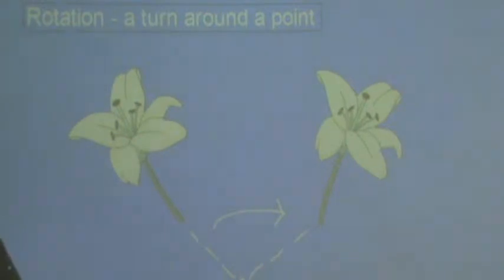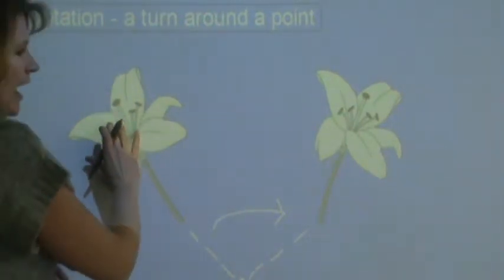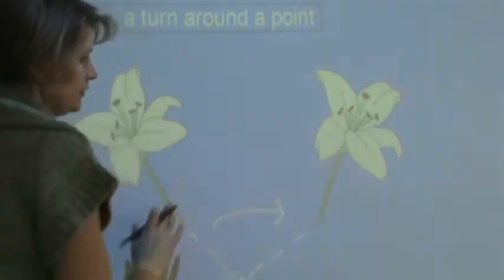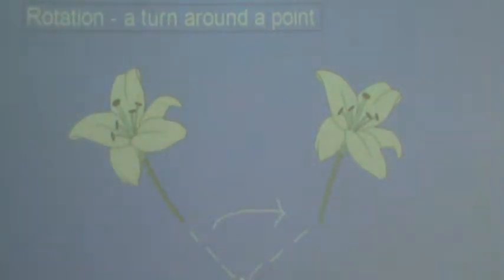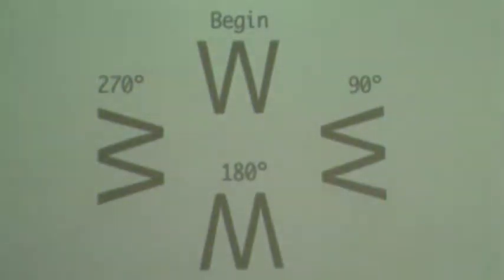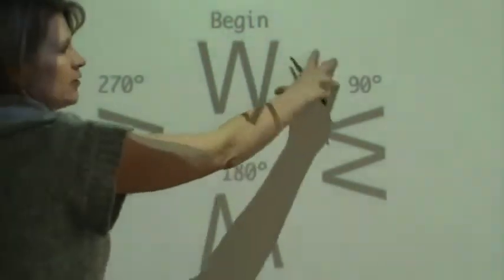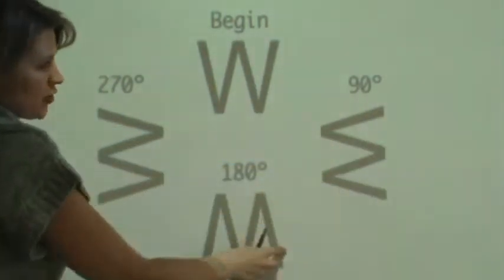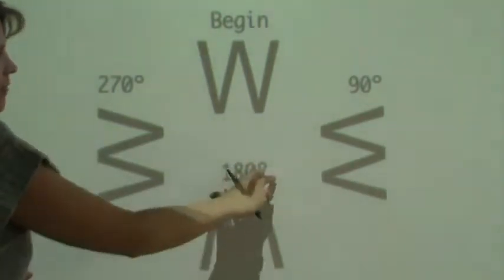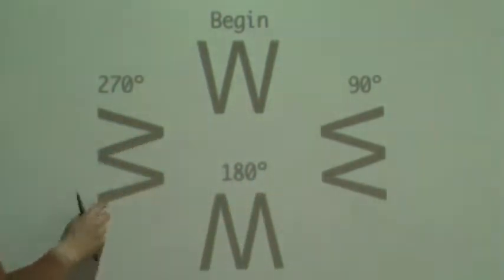Here's your definition of a rotation. It's just a turn around a point. So for example, my flower here is turning about this point. The tennis ball, again, turning, and the TV turning on its side. This is what the letter W would look like if we turned it. If we turned it 90 degrees, it would look like this. If we turned it 180, it would look like an M. And if we turned it 270, it would then look like a weird 3.